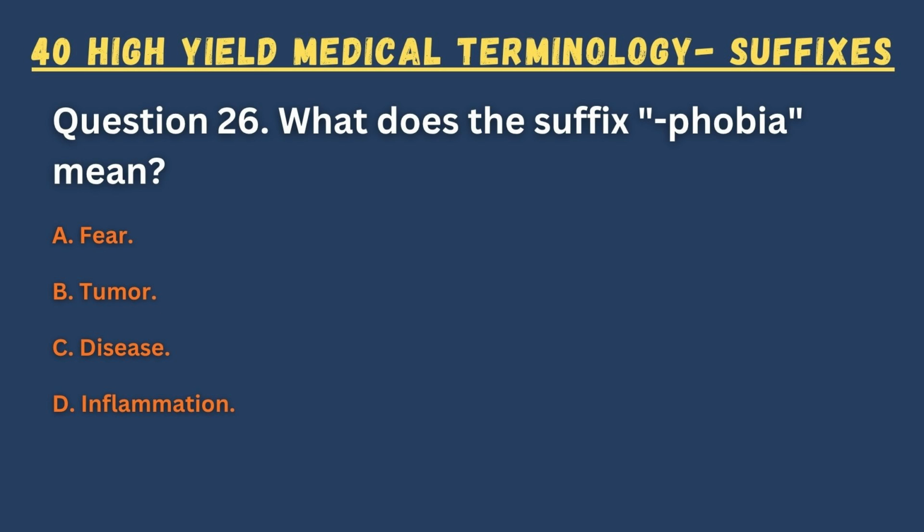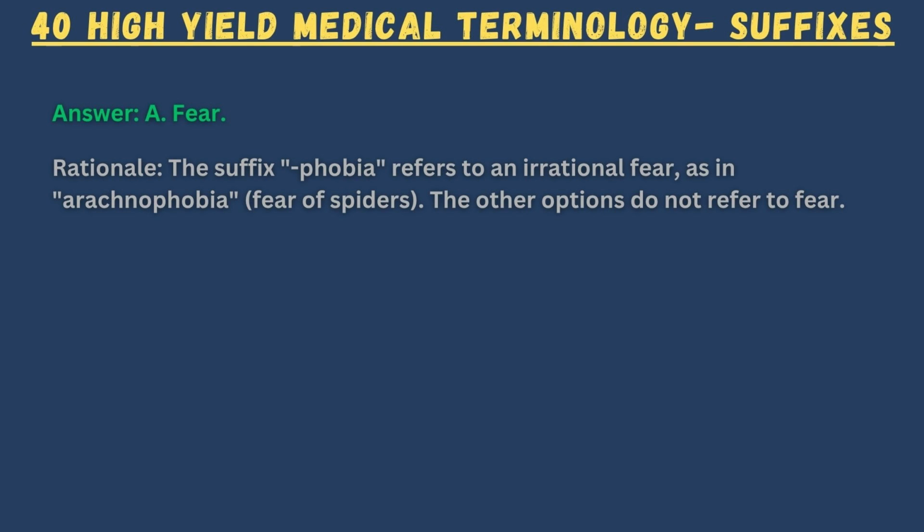Question 26. What does the suffix -phobia mean? A. Fear. B. Tumor. C. Disease. D. Inflammation. Answer: A, fear. Rationale: the suffix -phobia refers to an irrational fear, as in arachnophobia, fear of spiders. The other options do not refer to fear.